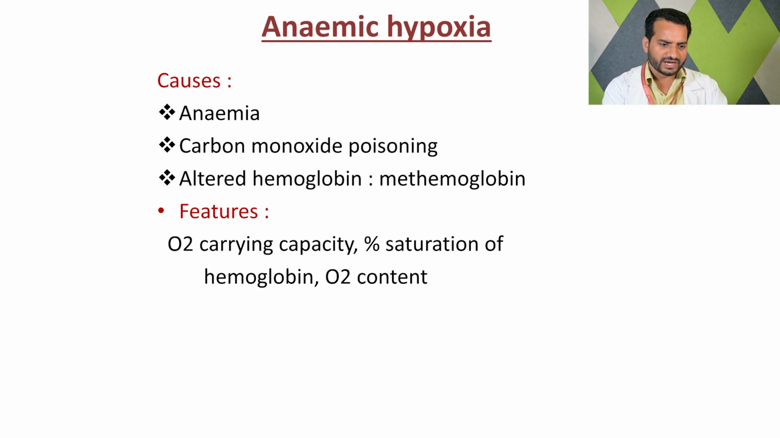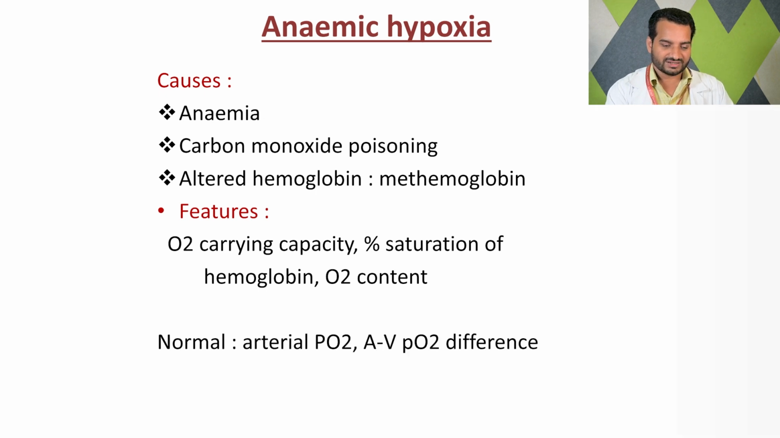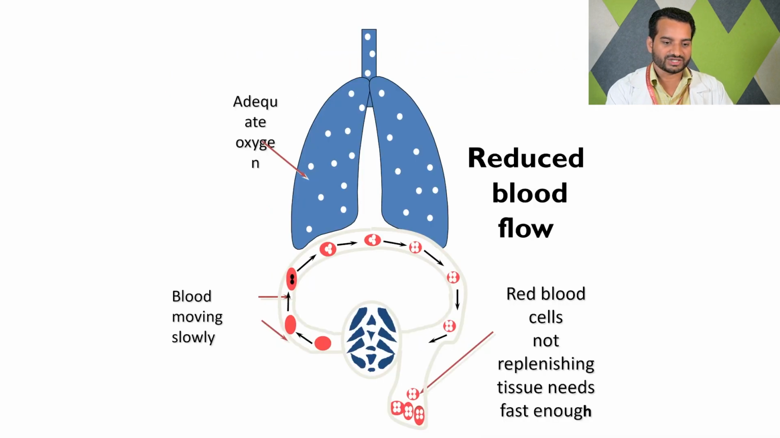Features of anemic hypoxia are decreased oxygen carrying capacity. Percentage saturation of hemoglobin with oxygen is decreased, so that lacks oxygen supply to the tissue.